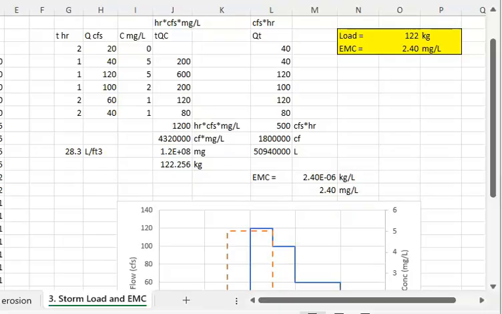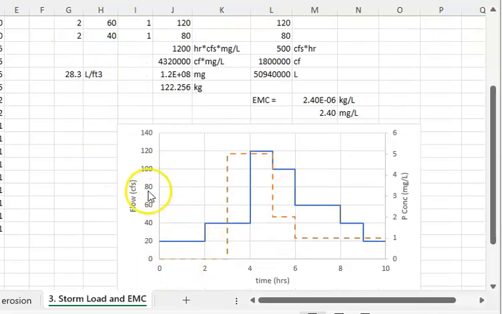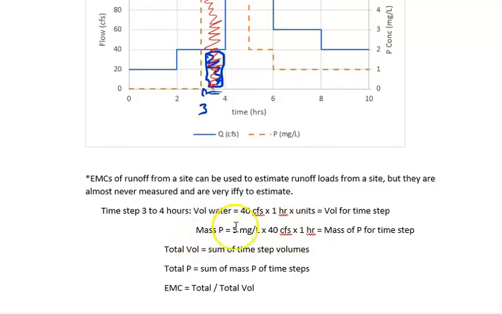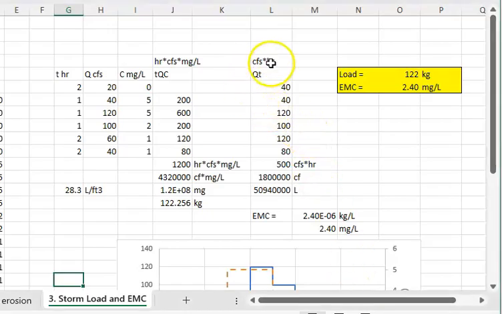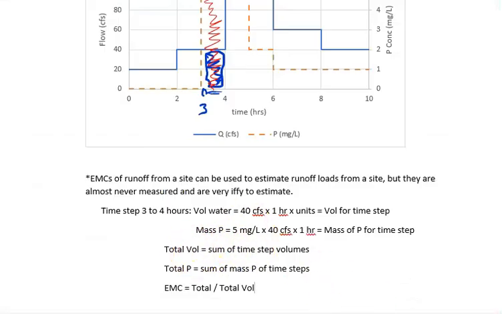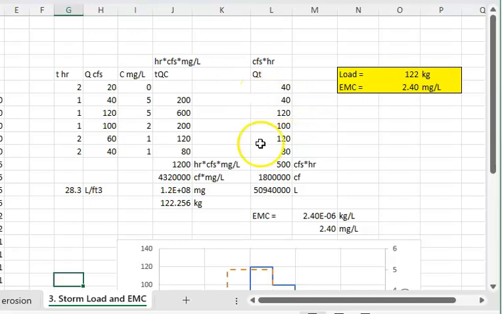Here's one with just slightly different numbers. So I have my time, and actually for some of them I went ahead and put a 2-hour time step for this first part because it's got 2 hours of the same thing. And then time, flow, concentration, then time times the flow times the concentration. So hours times cubic feet per second times milligram per liter. That's what I showed here as the mass of phosphorus for the time step. And then I have the flow times the time. That's what I showed here for the total volume for that time step. And then a bunch of unit conversions.